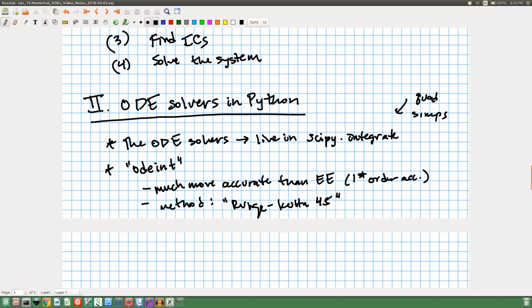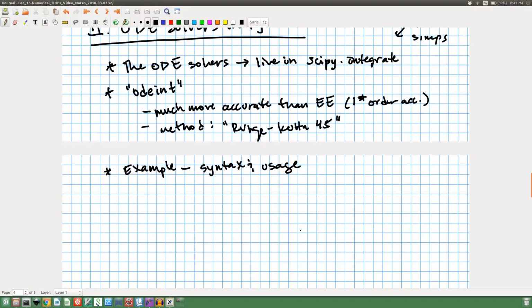In connection with these ODE solvers, we have an example sheet where I'm going to show you the syntax and how to use it. And then of course we also have a practice problem, which we'll do at the end. This is going to conclude my lecture notes. I'm going to flip over to Spyder and show you how to use the syntax on these.